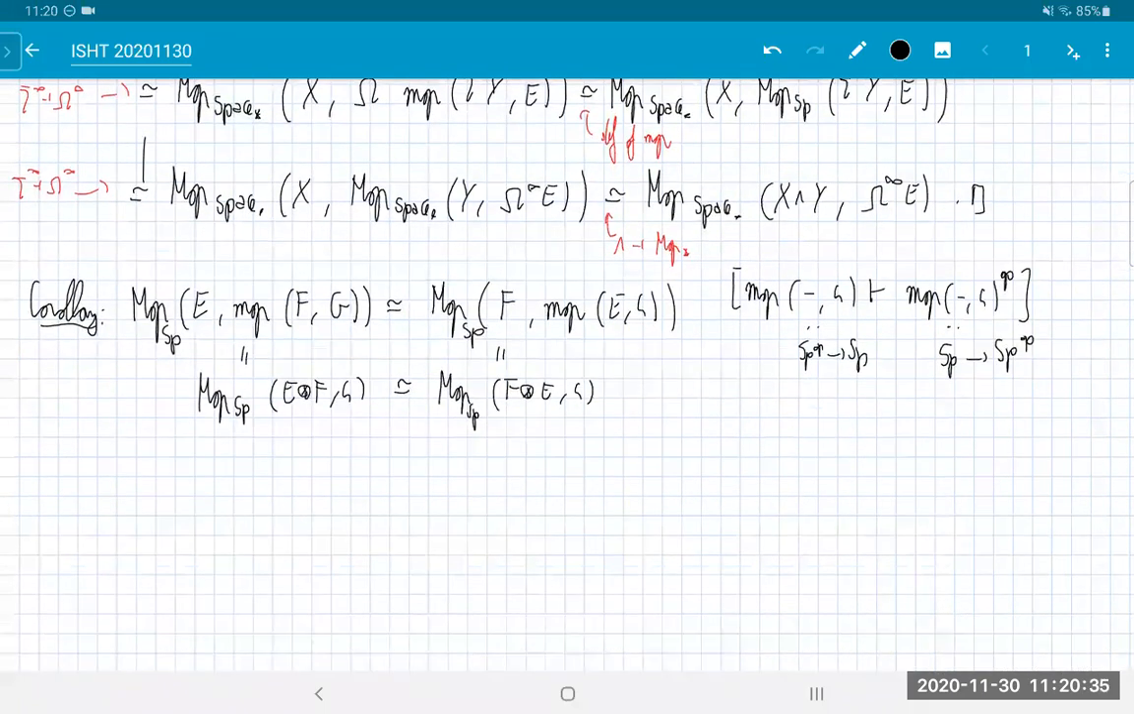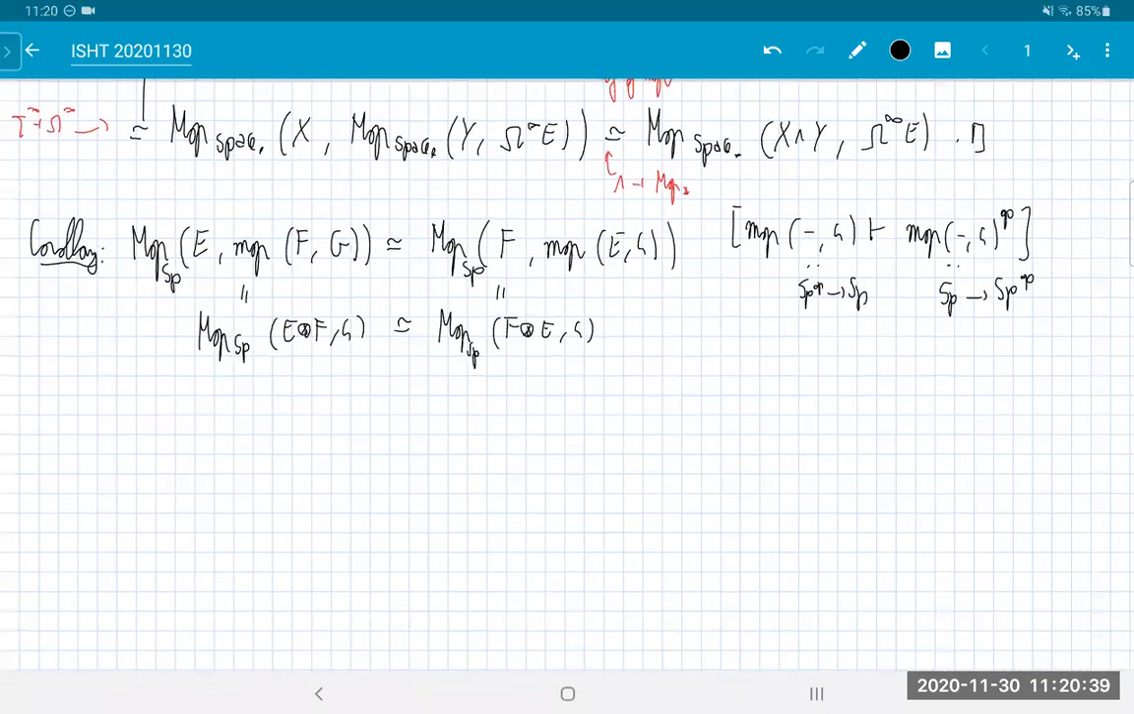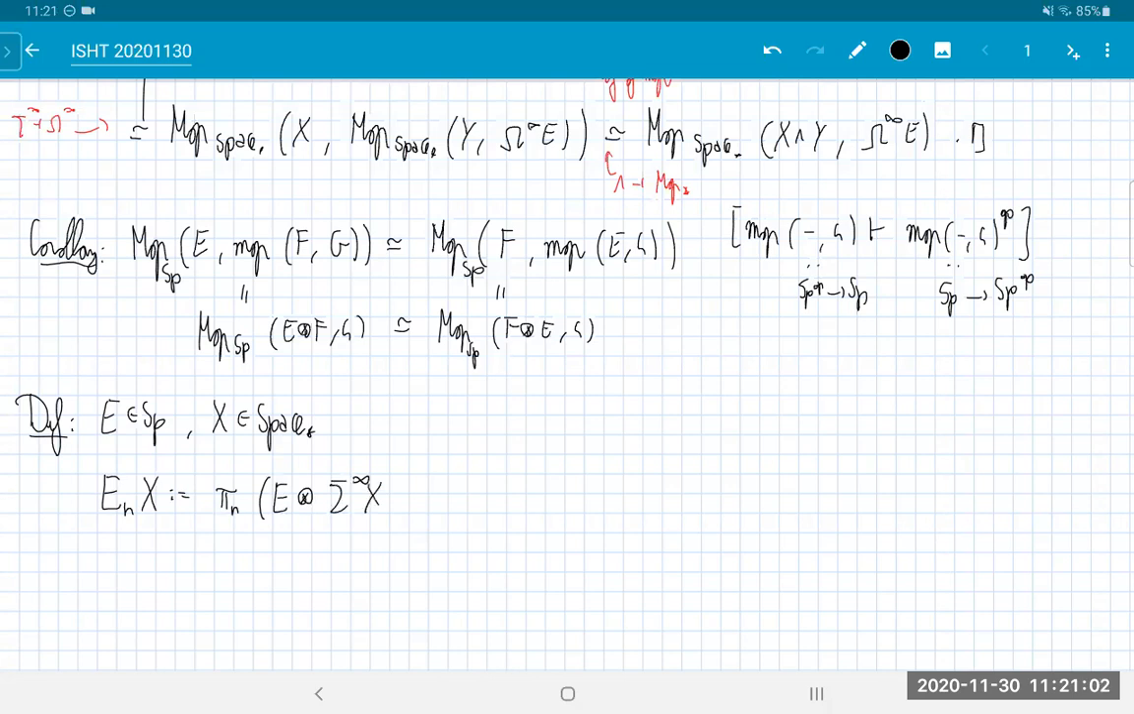But yeah. And actually, let me give you a final definition and an exercise, and then we finish this topic. So the definition is homology. Now let E be a spectrum and X a pointed space. Then the nth homology is defined as pi n of E tensor sigma infinity X.